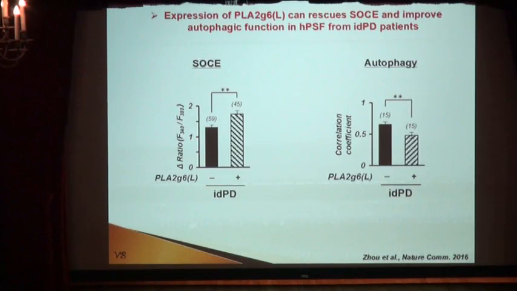So can we fix it? Again, we thought it may still be some kind of collateral changes. So it turns out that yes, we can restore the function, and this is store-operated calcium entry, by expressing the full-length variant of this phospholipase. We can significantly elevate or restore the store-operated calcium entry. And we can also improve very significantly autophagy in the cells from idiopathic PD patients.